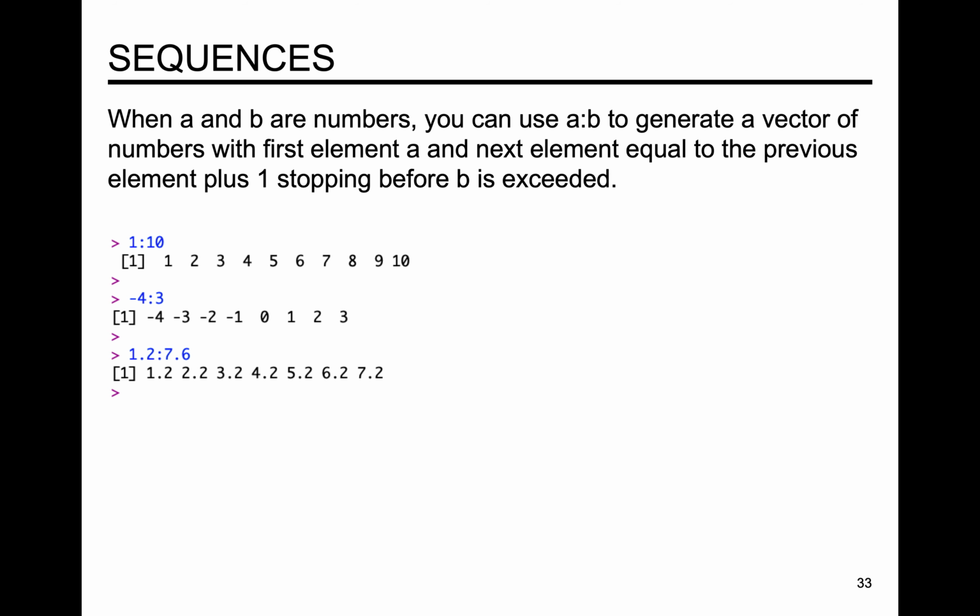In the next example, I typed -4:3. So here we get back a vector of numbers where the first element starts at -4, and then it will keep adding 1, but stopping before 3 is exceeded. In the next example, I typed 1.2:7.6. So we get back a vector of numbers where the first element starts at 1.2, and we keep adding 1, but we stop before 7.6 is exceeded.